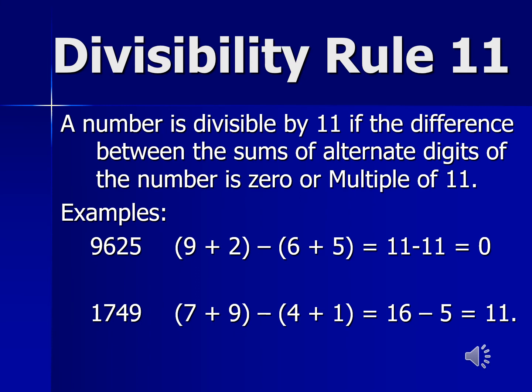Divisibility rule for 11. It is interesting. Let's see. A number is divisible by 11 if the difference between the sums of alternate digits of the number is 0 or a multiple of 11. We will try understanding this with the help of an example. The number is 9625. So what are the alternate digits? First we will take 9, we will skip 6 and we will take 2. So we have taken alternate digits and now we will add them.